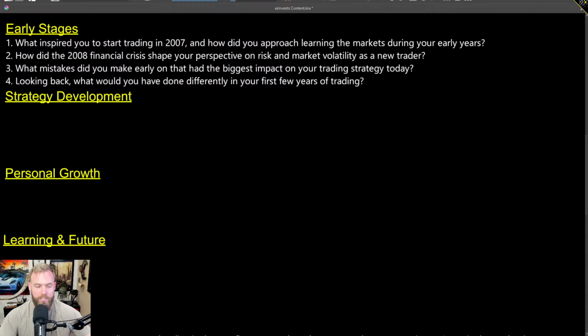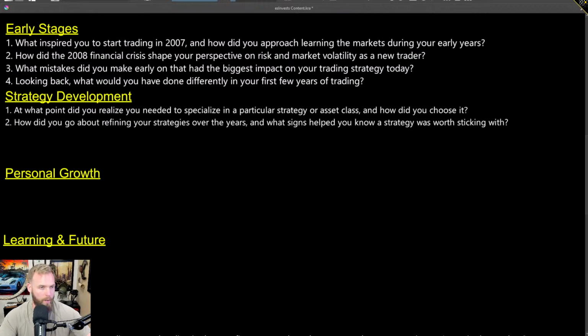And then I'll flip through these next two. We'll do the strategy development section and then I'll pause this and then we can just talk about whatever else you guys want. This one says, at what point did you realize you needed to specialize in a particular strategy or asset class and how did you choose it? I didn't do this. This is actually kind of the antithesis of how I trade. It's actually funny, because I felt like I did the opposite, and I didn't specialize.